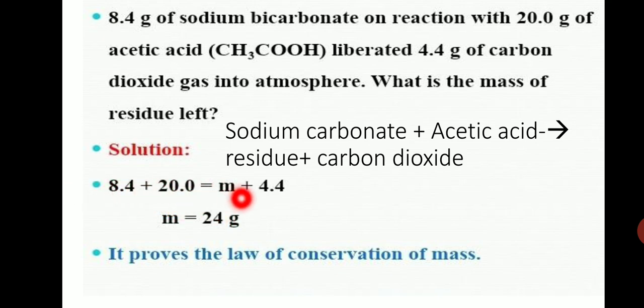Why do we write like this? We know that according to the law of conservation of mass, reactant mass is equal to the product mass. Where the mass of one of the substances is not given, there we will substitute M or X. From that we will find out the X value. So you know how to subtract and how to do this type of question.